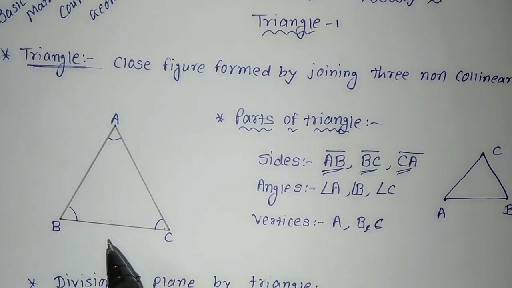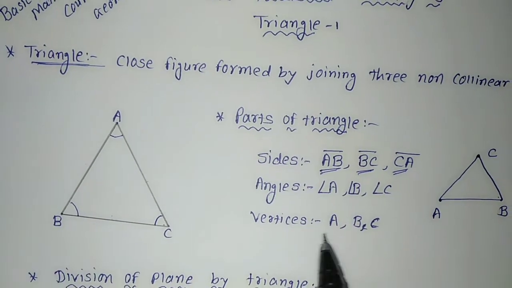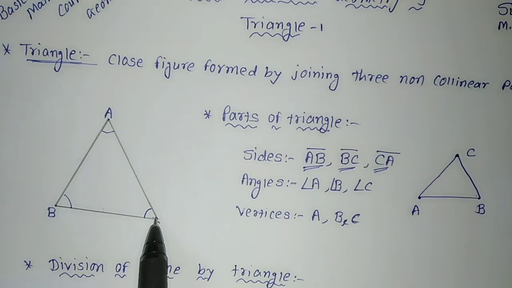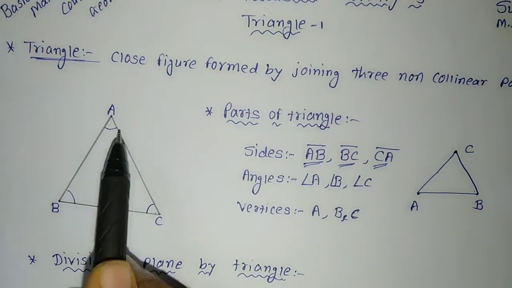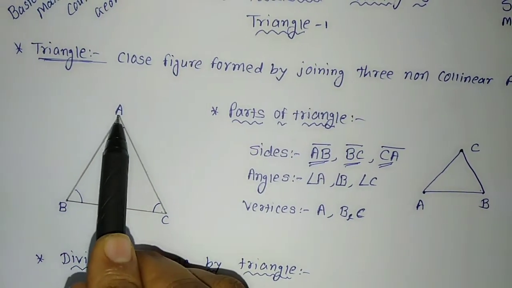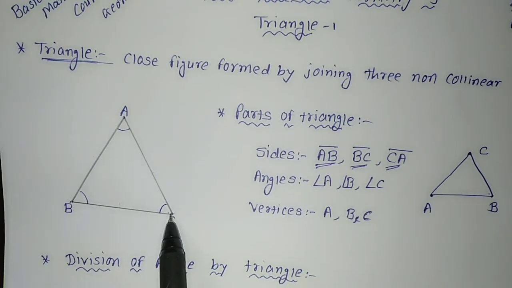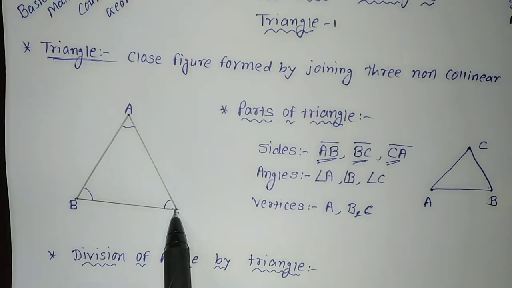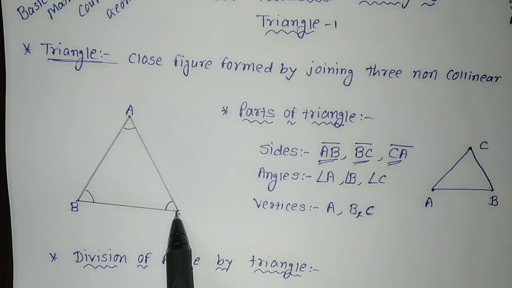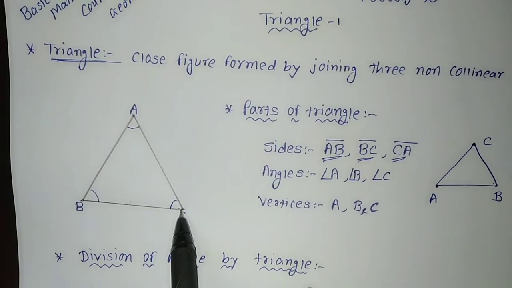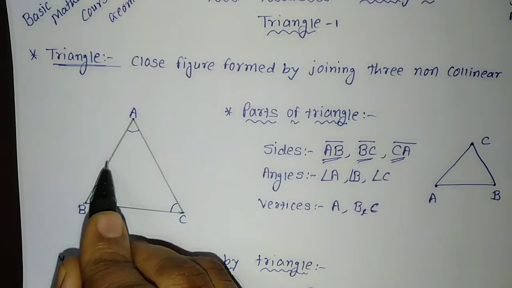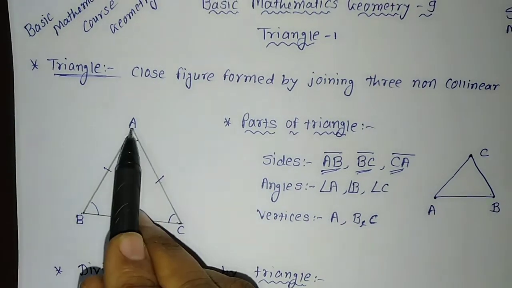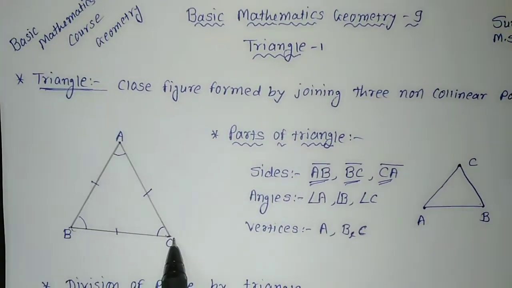So these are the three angles and three vertices of the triangle. Where are the vertices? These non-collinear points, by joining which we get this triangle. Those points, point A, point B and point C, are called the vertices of the triangle. So the triangle has mainly three parts, or we can say it has mainly six parts: three sides AB, BC and AC, and three vertices, point A, point B, point C.